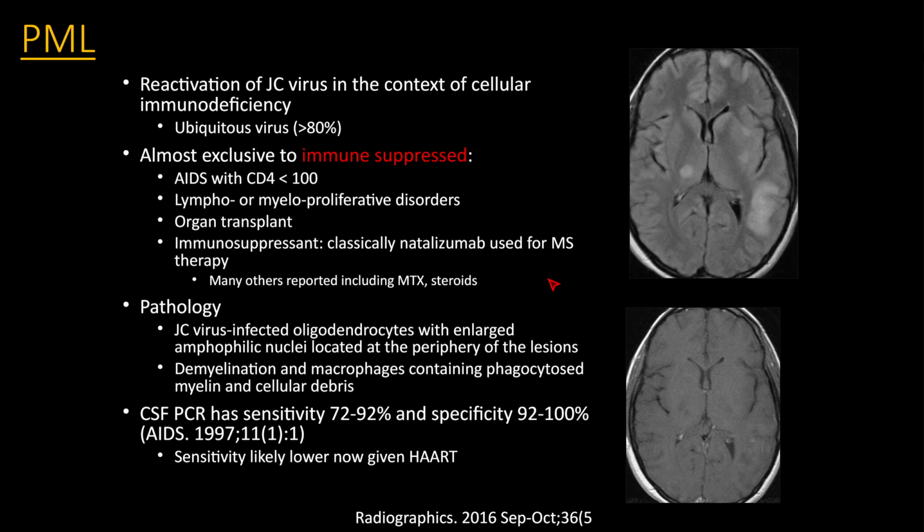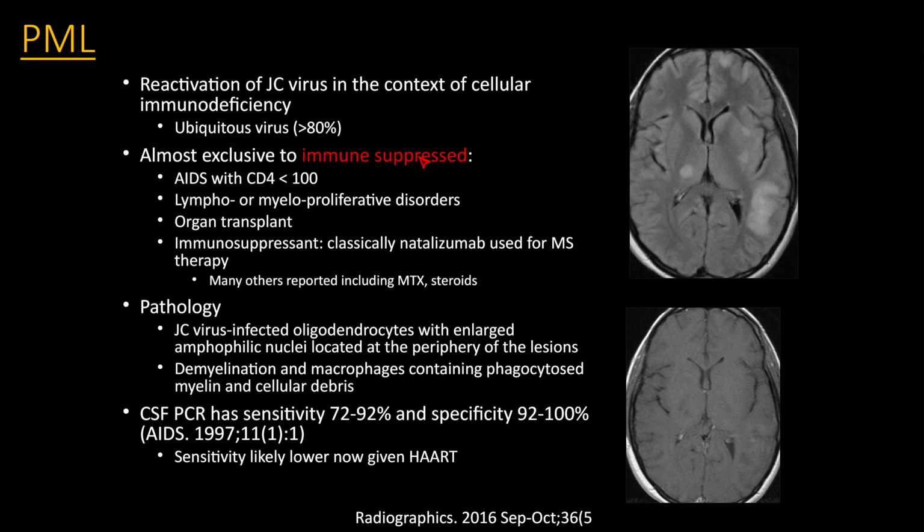Next, we talk about PML, or progressive multifocal leukoencephalopathy. Now, this is an infectious process of the brain. It's due to reactivation of the JC virus, almost always in the context of some cellular immunodeficiency. JC virus itself is very ubiquitous, a majority of the population actually has this virus, but it stays dormant and doesn't cause any problem. But when your cellular immunity gets impaired, it can cause big problems in the form of this PML.